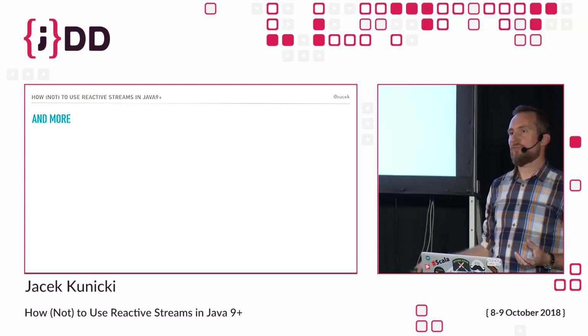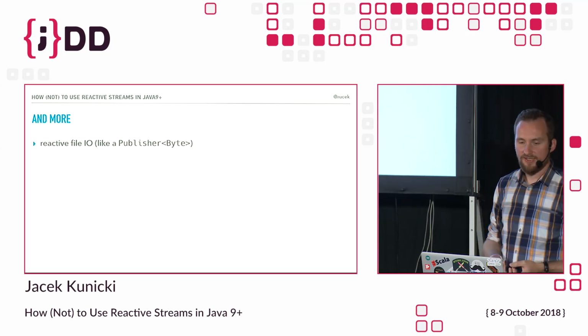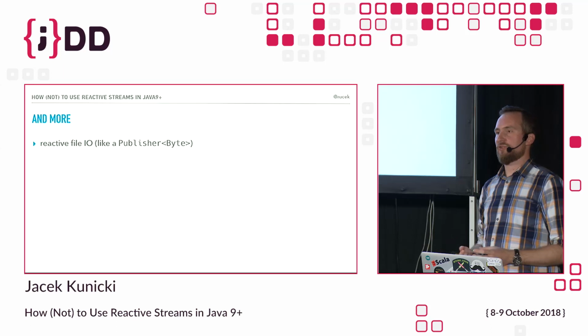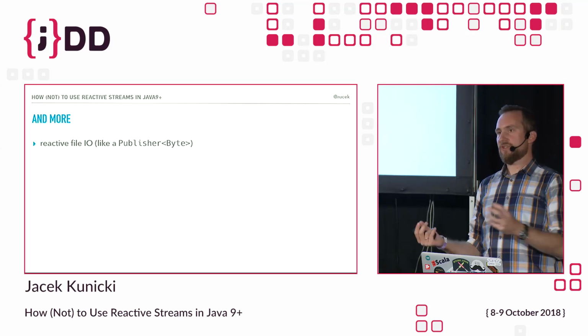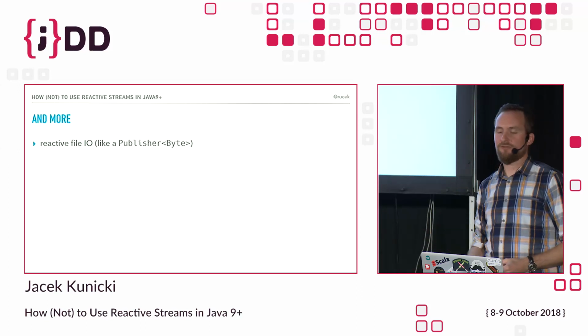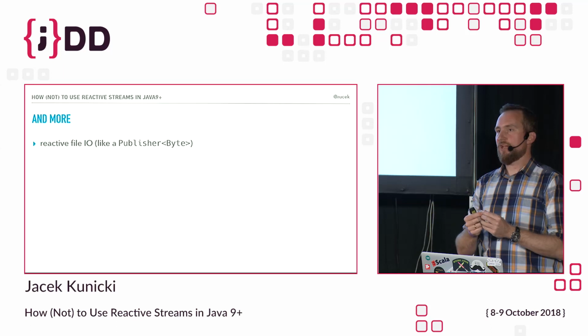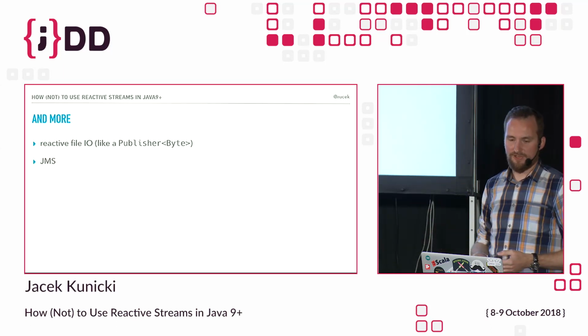There are, of course, some more things that you could expect to be in the JDK, which would make your lives easier. For example, Reactive File I/O. So if you had something like a publisher of byte, then, coming back to the example of transferring data from one file to another in the reactive way, if you had a publisher and a subscriber of byte, you would just call subscribe to connect those two, and then it would just work in a reactive way.